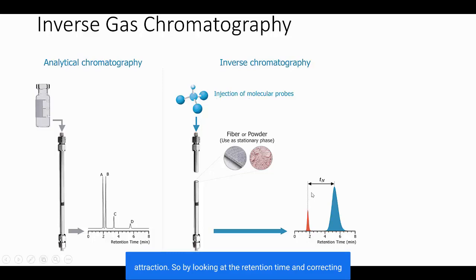So by looking at the retention time and correcting for other factors like vapor pressure, mass, etc., you can get a measure of the affinity of a probe for the polymer, excipient, or whatever. And we'll show that we can take those calculated affinities and estimate the HSP of the test material. Let's go straight to the app.